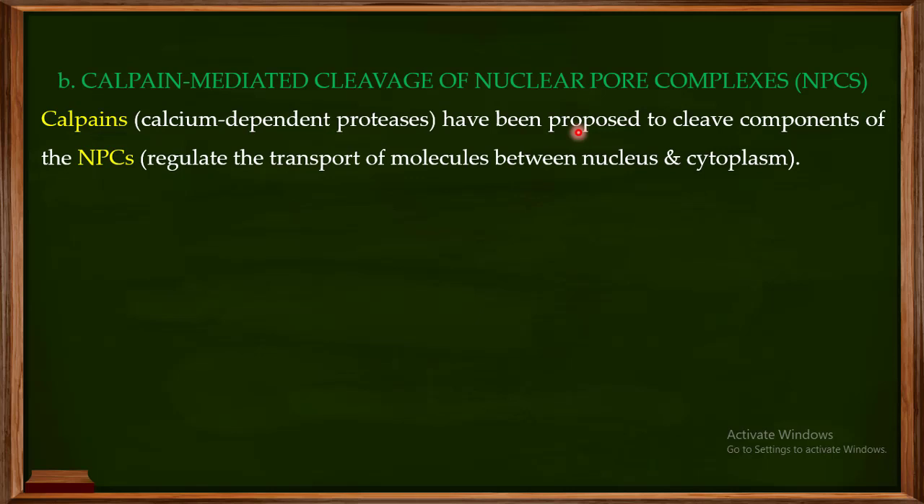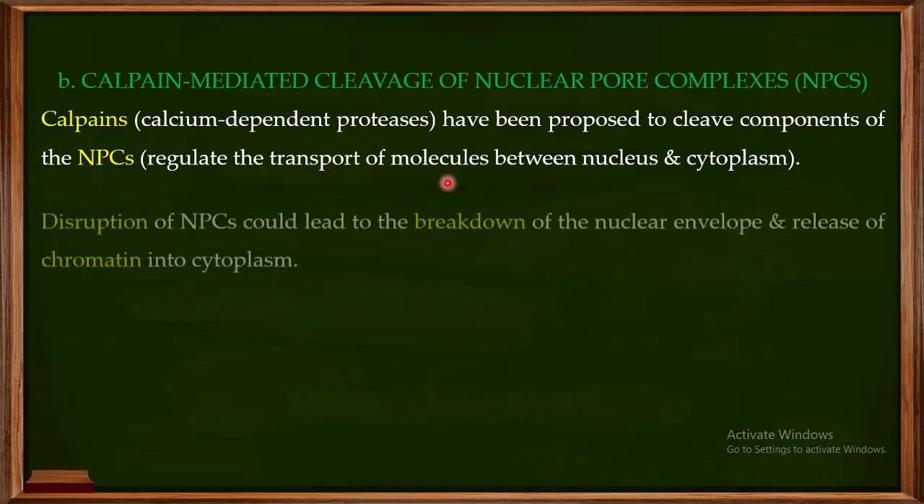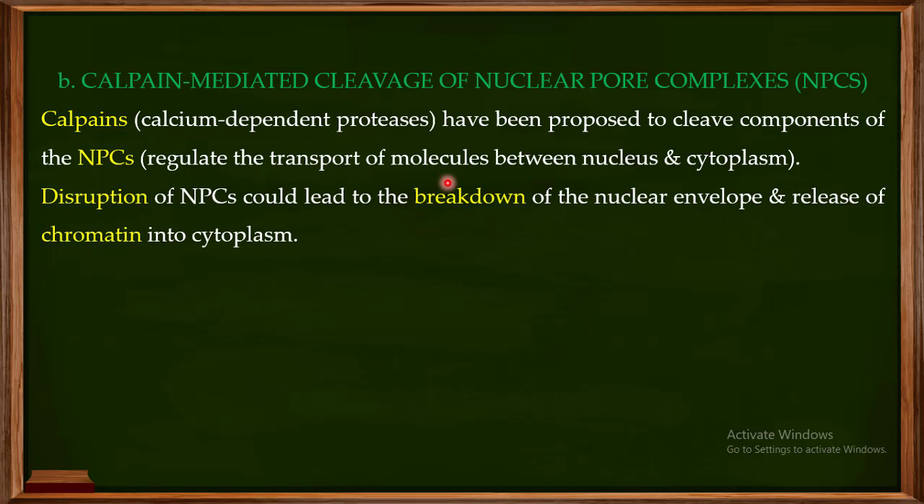If you look at the normal functions of these nuclear pore complexes, they are responsible for regulating the transport of molecules between the nucleus and the cytoplasm. For example, the proteins in and out of the nucleus, or other materials in and out of the nucleus. Now, the disruption of these NPCs could lead to the breakdown of the nuclear envelope and the release of the chromatin into the cytoplasm.